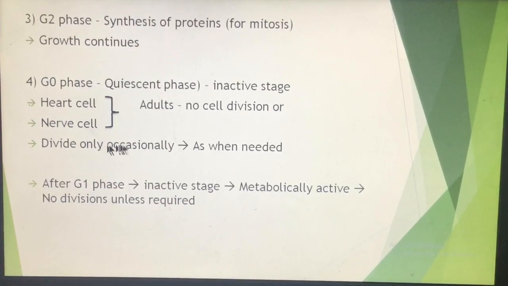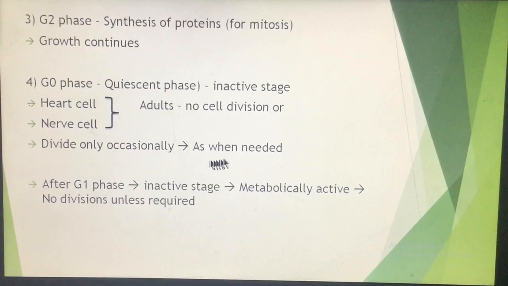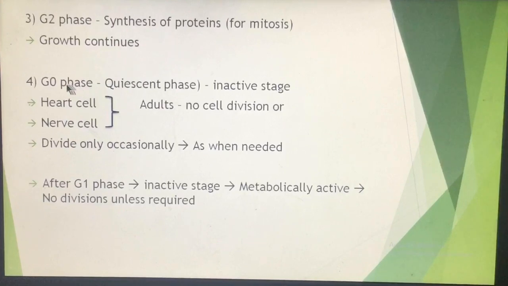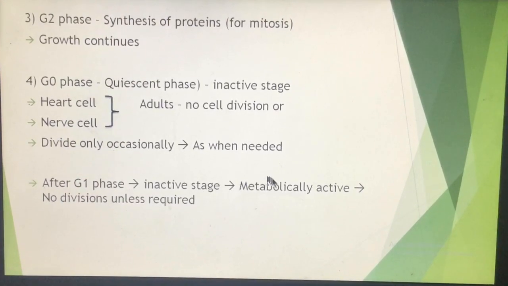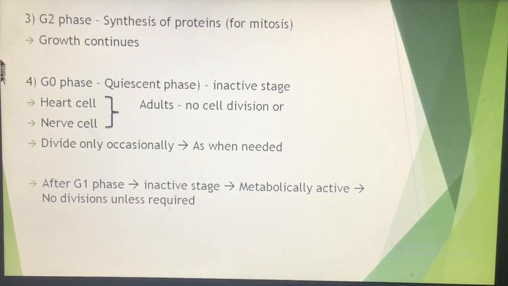Okay, now when they divide occasionally, when they are formed, they stay in the G0 phase, and as and when their division is required, they start dividing. Okay, after the G1 phase, there is an inactive phase, that means the G0 phase, which is an inactive phase, but the cell remains alive. Metabolic activities take place inside the cell. Metabolically the cell is active. Many things, proteins or Golgi bodies or mitochondria or ribosomes, are formed. So even in the G0 phase, the cell is metabolically active.